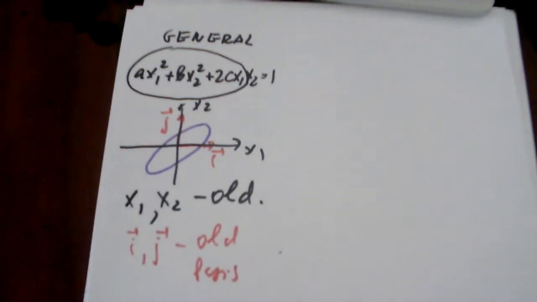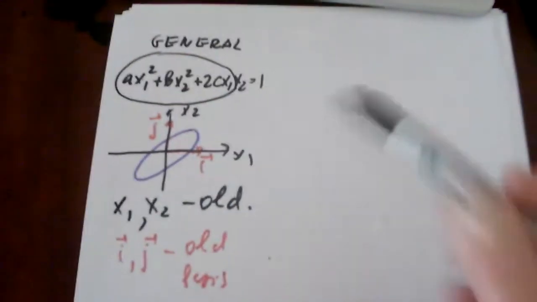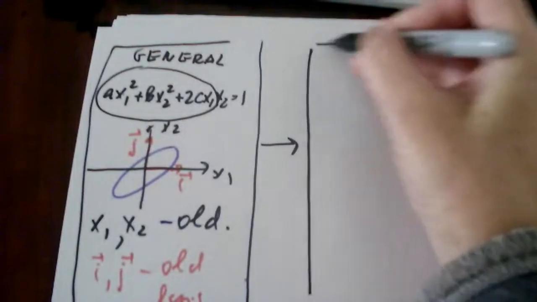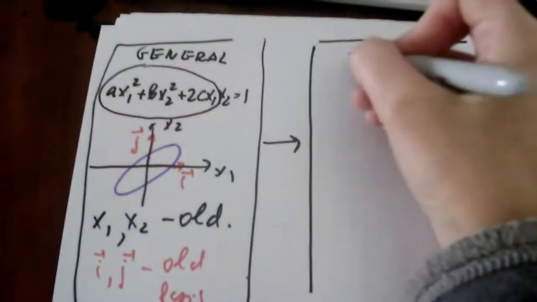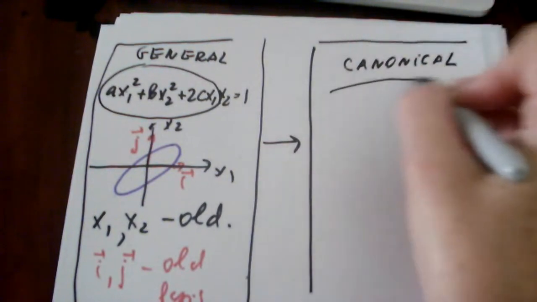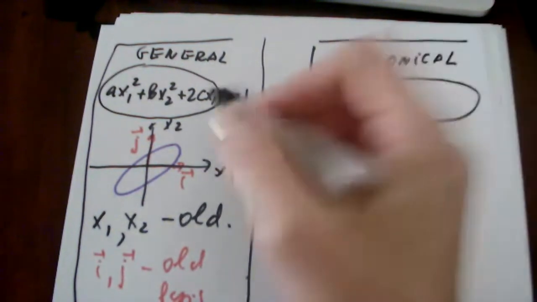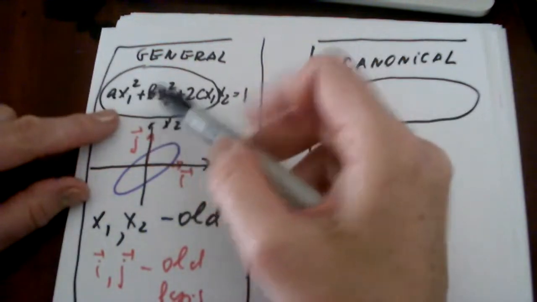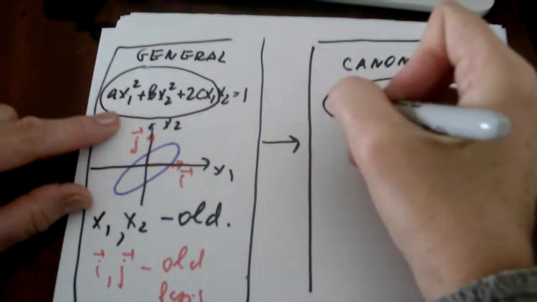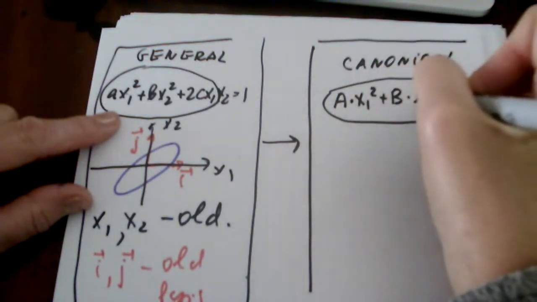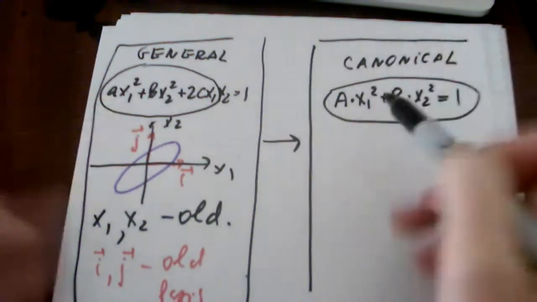Okay, and now what is our dream? Our dream is to find a new coordinate system. From the old things, we want to switch to some new things. In this new coordinate system, our equation will be canonical. Canonical means beautiful, in other words. So we will get rid of this term, but these coefficients a and b will change, of course. Let's denote them in some other way, for example, capital A plus capital B x2 squared is equal to 1.